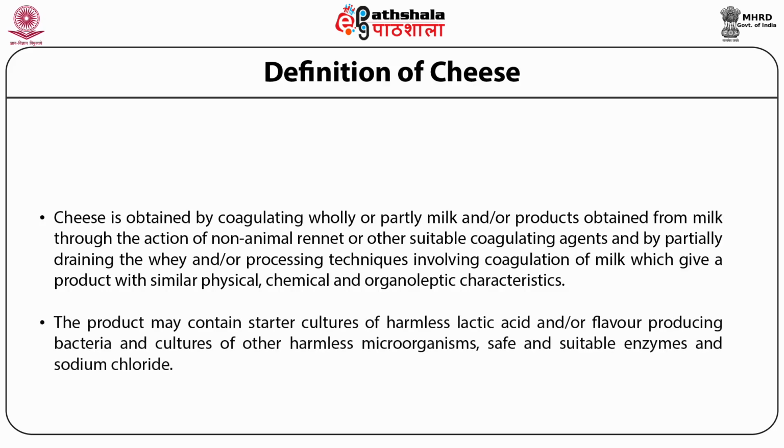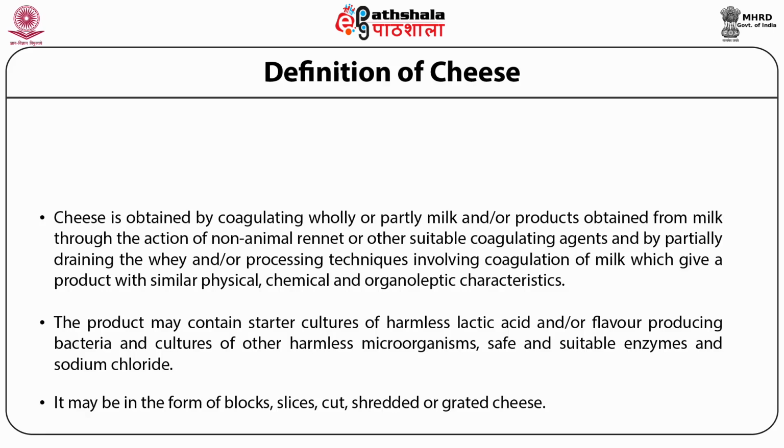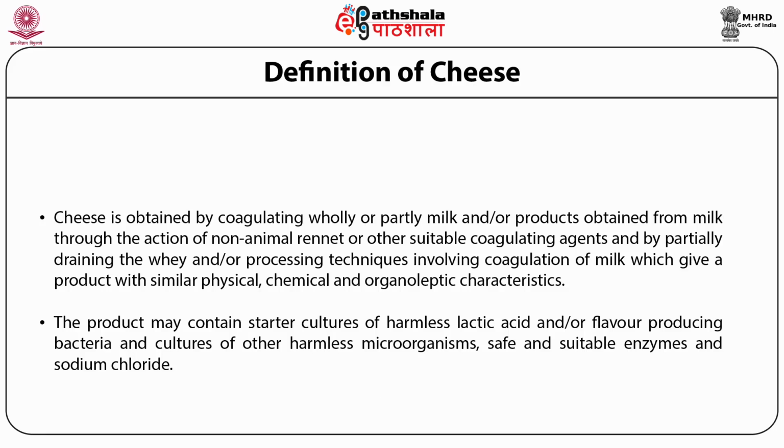The product may contain starter cultures or harmless lactic and flavor producing bacteria, and cultures of other harmless microorganisms, safe and suitable enzymes, and even sodium chloride. These cultures are the main ingredients which will decide, based on their fermentation, how much pH you will attain in the final curd, as well as the flavor you will have even after the final ripening of the cheese. Cheese may be in the form of blocks, slices, cut, shredded, or even grated cheese.